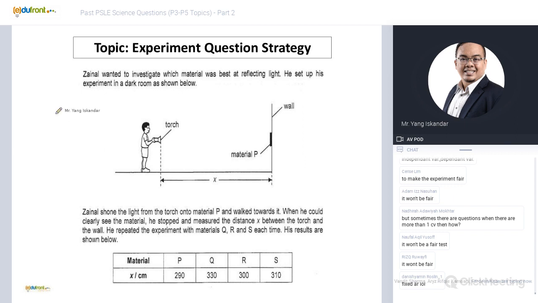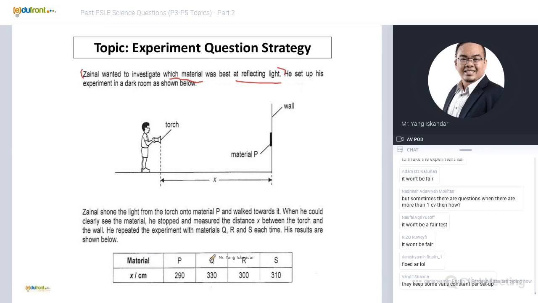Now let's take a look at this question. Zainal wanted to investigate which material was best at reflecting light. Now you can see here, this is the aim of the experiment. Which material, and you can see here, this is the change variable. Which material was best at reflecting light? Now you can see materials P, Q, R, and S. This is the change variable. There are four types of variable, P, Q, R, and S.